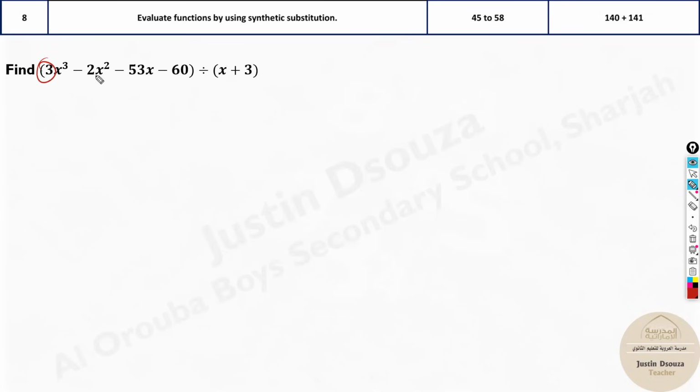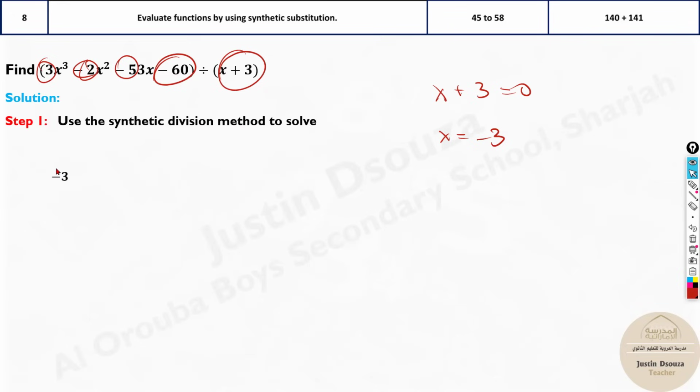Now here, the coefficients are important, the sign is also important, and this is important. You need to understand what is the x value you're dividing with. X plus 3. What is the x value? Just equate this to 0. X becomes minus 3, right? So this minus 3 is what we write out separately like this, and then you write these coefficients one by one.